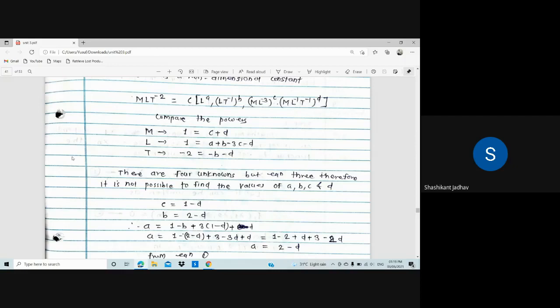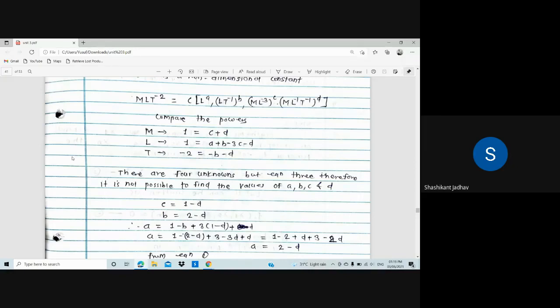What is the power at the right hand side for the m? L raised to a is there, then L raised to b is there. Sorry, I wrote L, but for the m, in the two equations m is present in the third quantity and fourth quantity. So m raised to c is there and m raised to d is there. So we are comparing the powers of both sides. In the left hand side power of m is 1 and in the right hand side power of m is c plus d. So 1 is equal to c plus d.